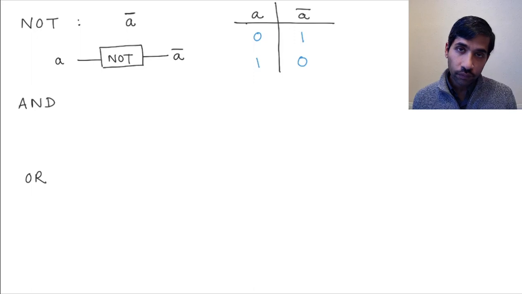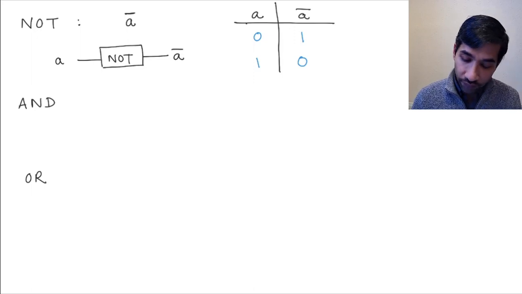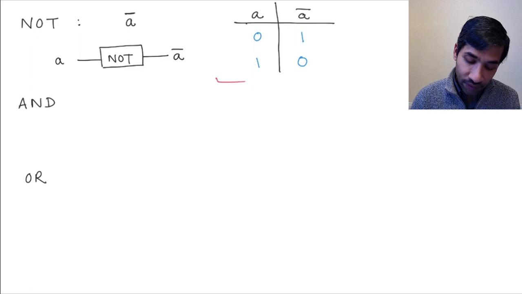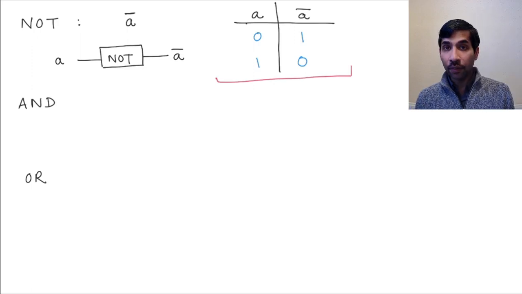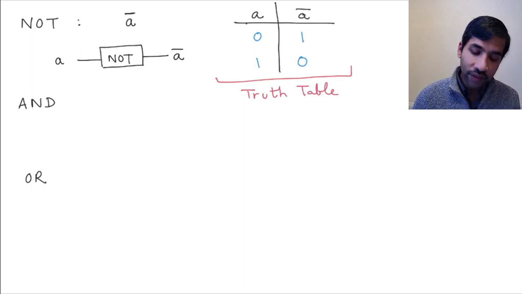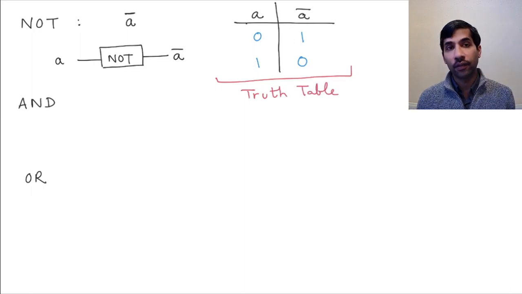Now, we have represented the working of the not operation by this table, right? And this table is called the truth table. It tells us how the not operation or the not gate functions. The way it does it is it gives you all the combinations of input that are possible, and it tells you the output corresponding to those inputs.